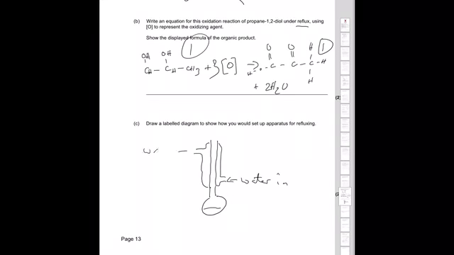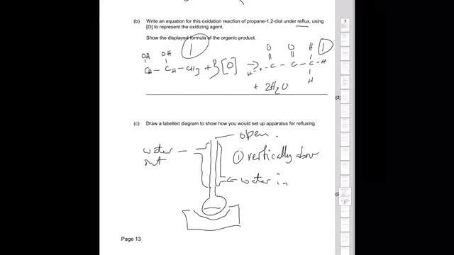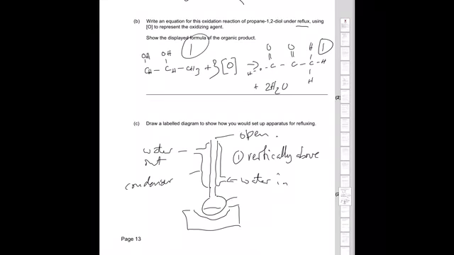So first of all, the condenser needs to be vertical. The flask directly underneath it needs to be open. You need some sort of heating mantle or flame. Flame would be difficult because it's a flammable substance. So the vertical condenser, so vertically above. Right, okay. There's only 2 marks there.